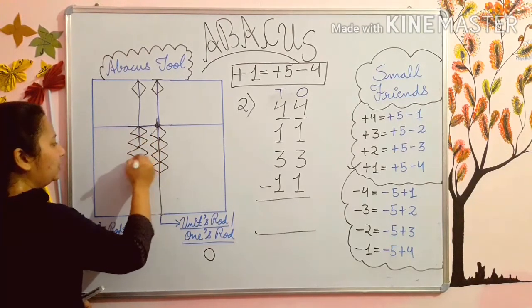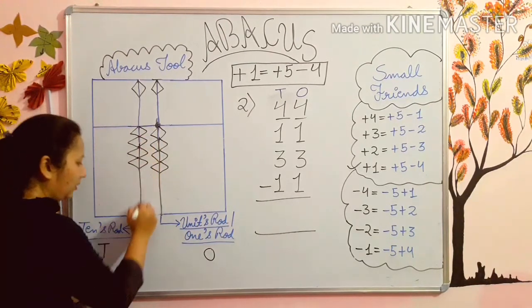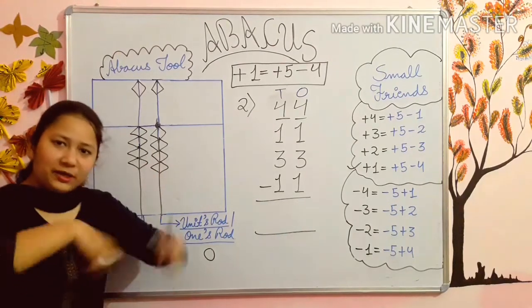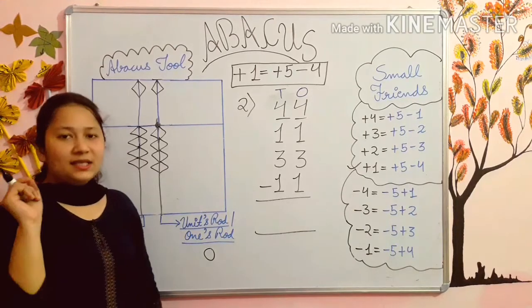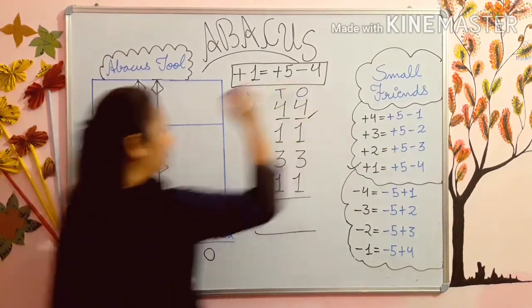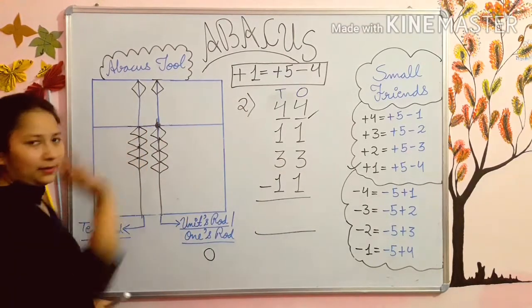I hope, students, you are doing with me. Very nice. Just play my video, put the tool in front of you and do with me. It's the easiest way to learn the abacus. So this we have done. See, 4 added, 4 added.